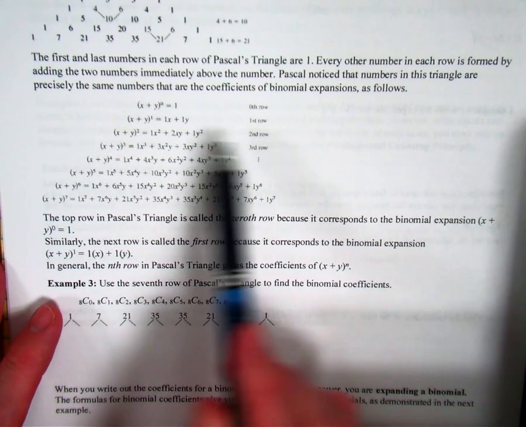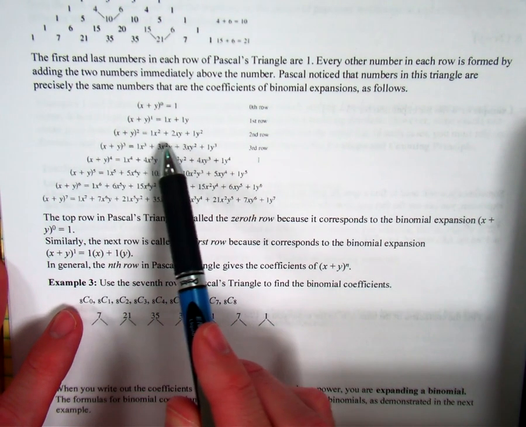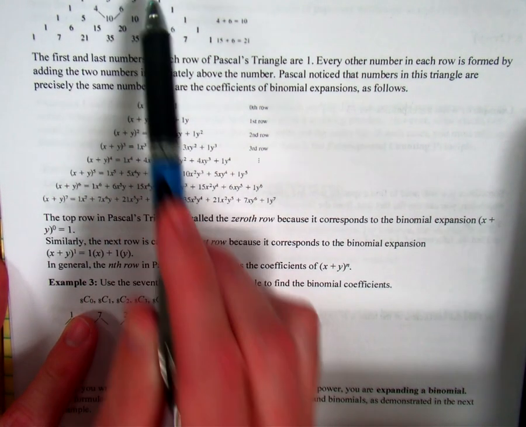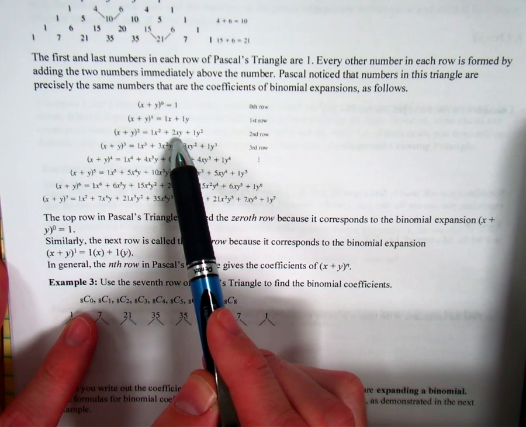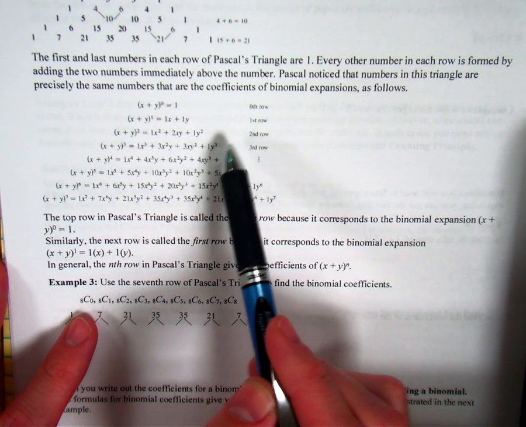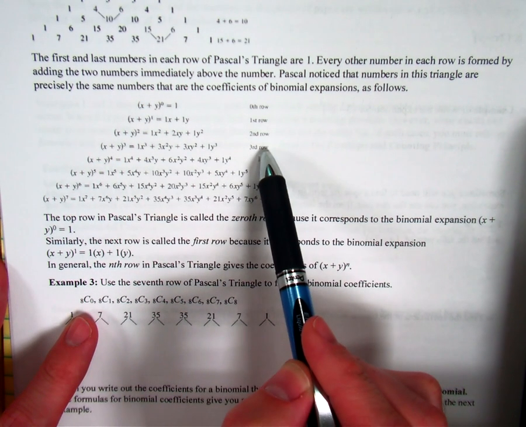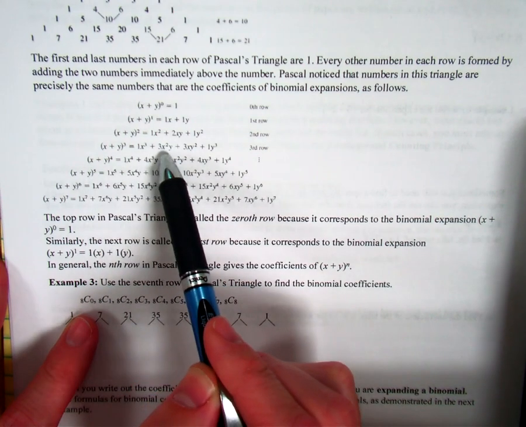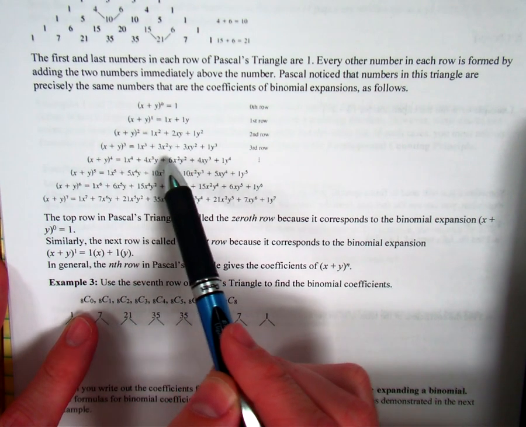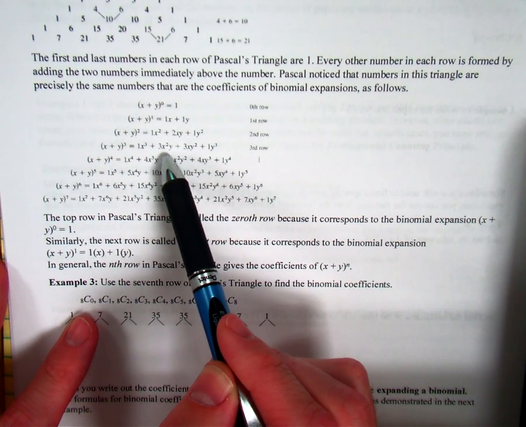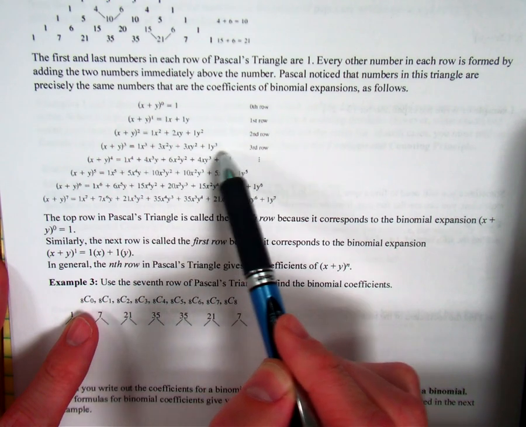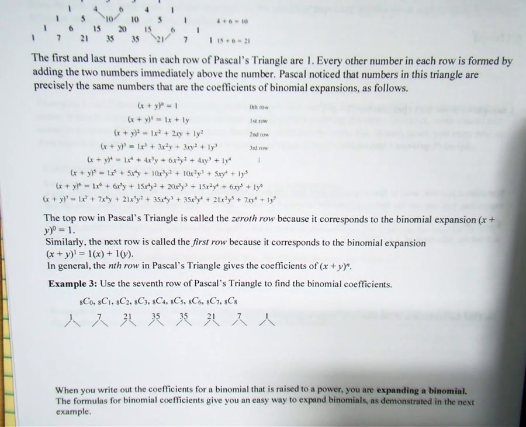The second row is the squared row. You'll have 1, 2, 1. We'll have 1x squared, 2xy, and 1y squared. They're giving you the numbers in the front. The third row, or the 1, 3 row, is your cube row. 1x to the third, 3x squared y, 3xy squared, and 1y to the third.